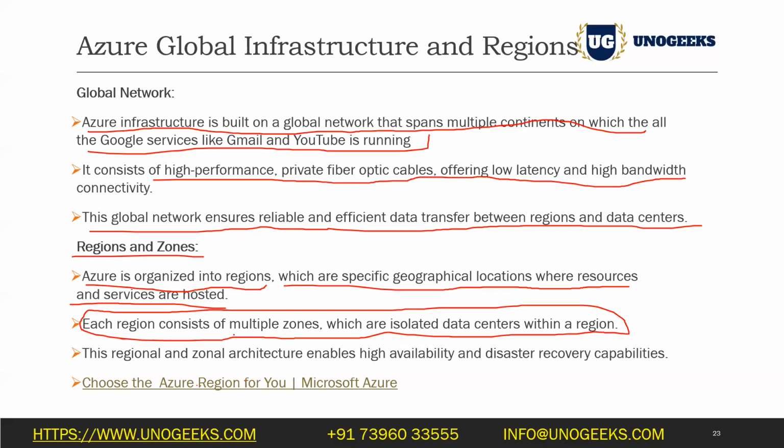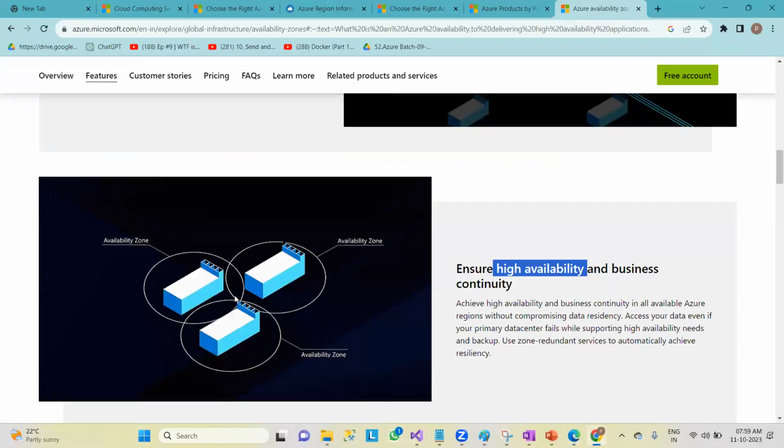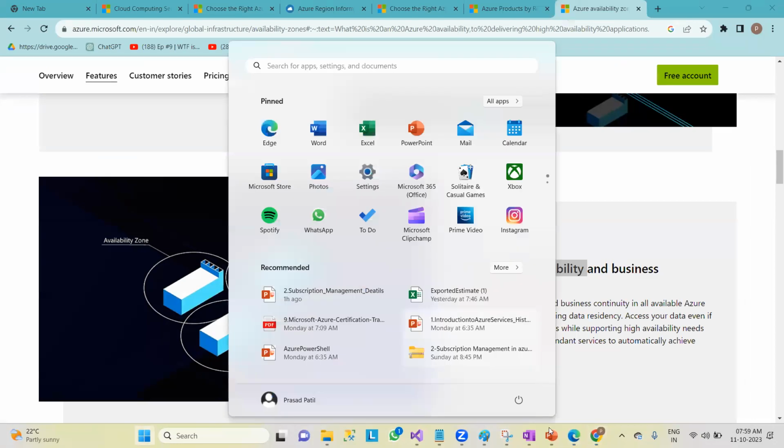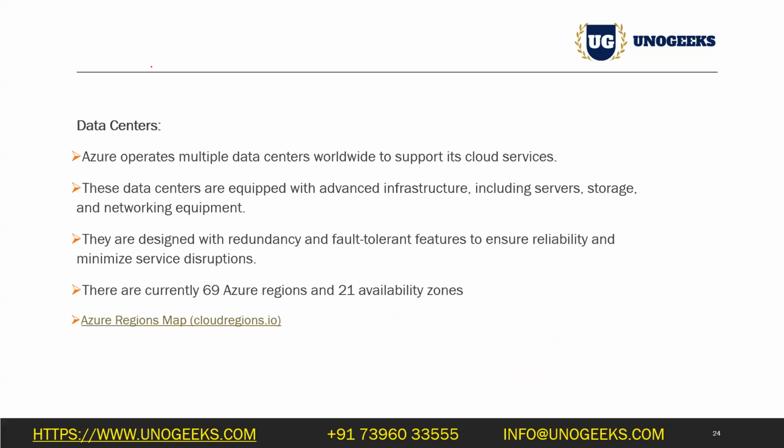So this is multiple zones, multi-zones you have, and these are isolated data centers within a region. These are isolated, so they are not connected. They are internally connected, but the power supply and cooling system will be completely different. So this regional and zonal architecture enables high availability and disaster recovery capability. With this, you can achieve high availability and disaster recovery capabilities. This is about Azure global infrastructure and the regions. Yeah, here, data centers.